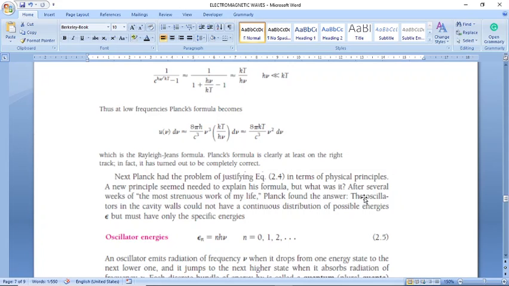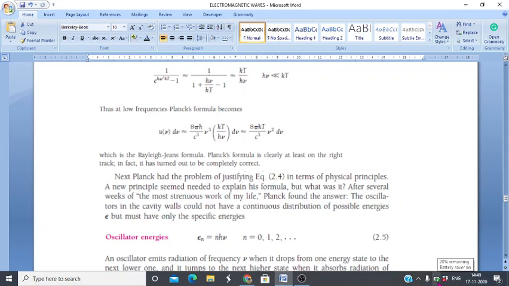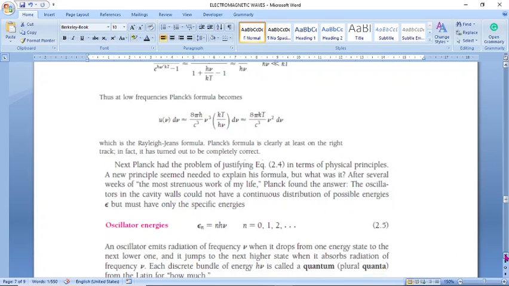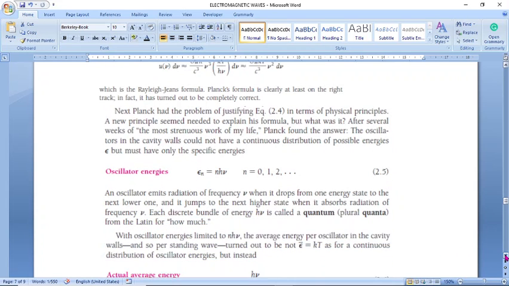Planck introduced that the oscillators in the cavity walls could not have a continuous distribution of possible energies but must have only specific energies. Oscillator energies are En equal to nh nu. That means the energies are not continuous but discrete.